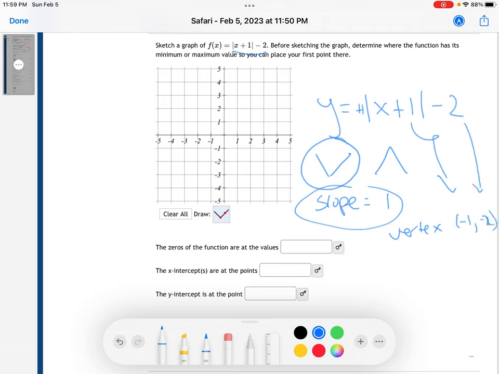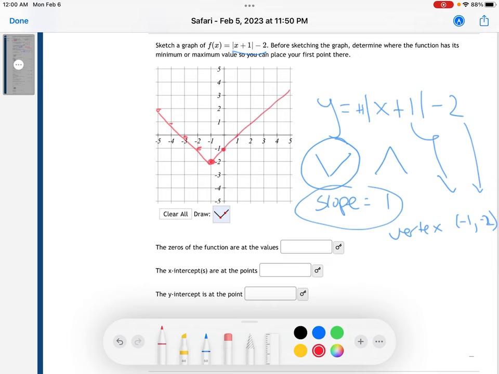Okay, so let me start graphing this. -1, -2. Let's make a dot. I got my dot there. And it opens up like a V, so I want something like that. And my slope is 1. So up 1 over 1, up 1 over 1, up 1 over 1. And this one, same kind of thing. This slope is technically -1, but same kind of deal.